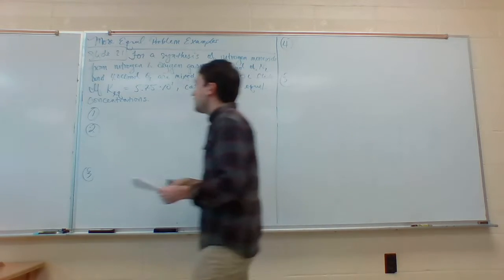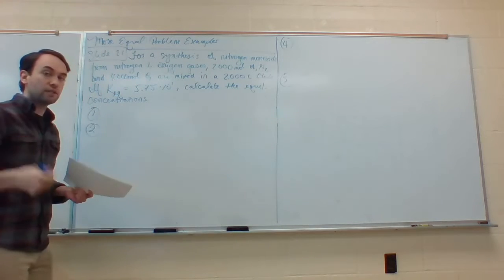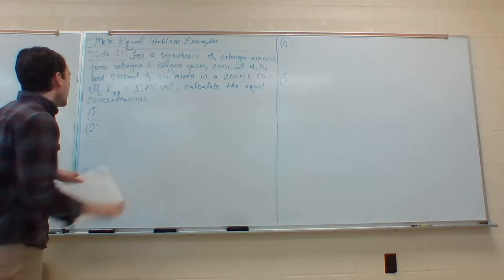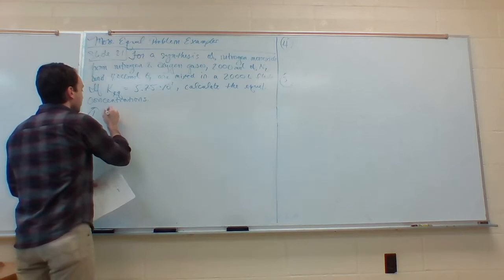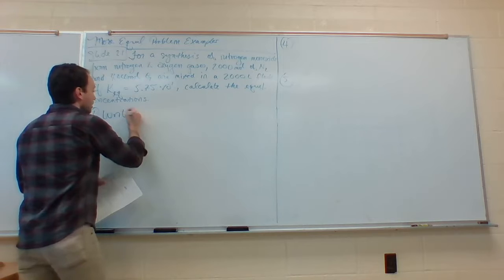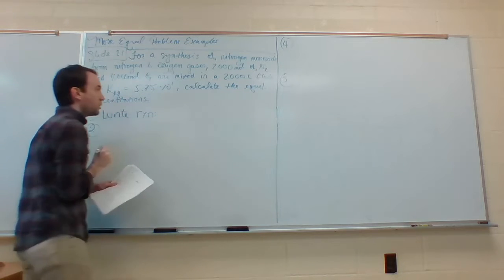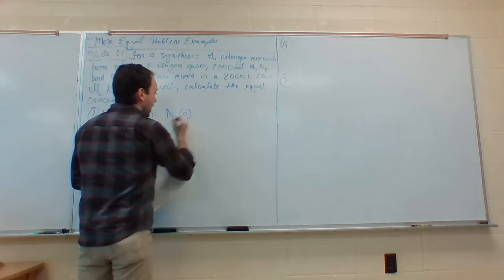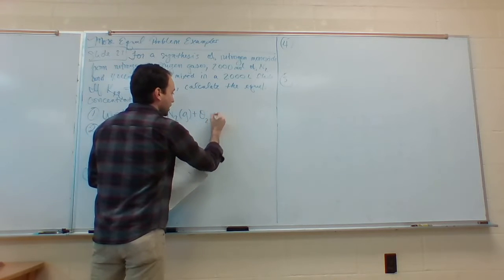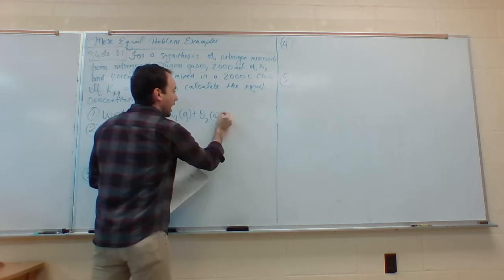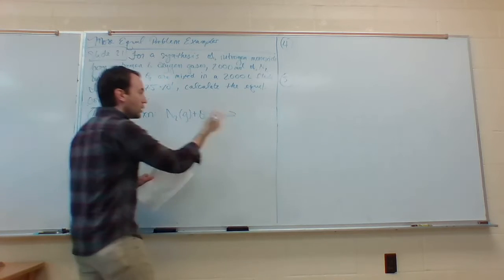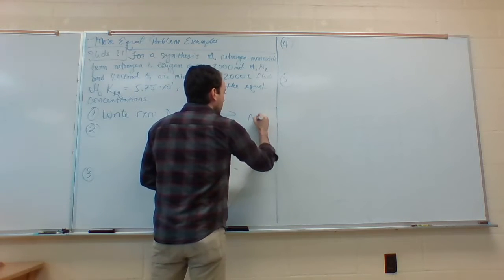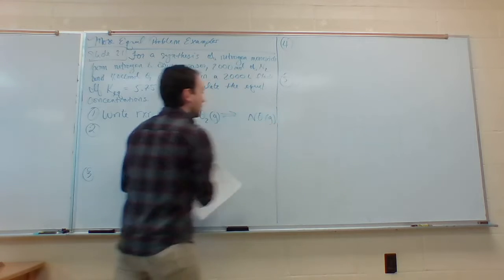All right, so the very first thing that we're going to do, following those steps that we talked about in the last video, is write our chemical reaction for this process. Okay, we're mixing nitrogen gas, N2, with oxygen gas, O2, and we form an equilibrium where we produce nitrogen monoxide gas, all right?